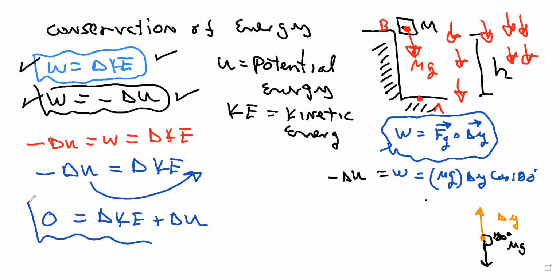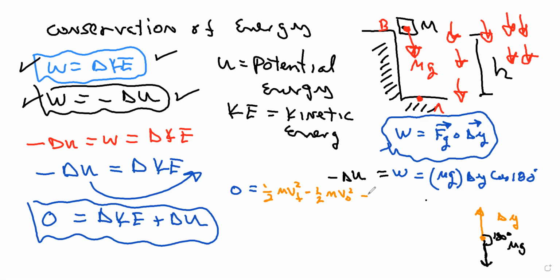And we have this nice equation for the conservation of energy. So we have that 0 is equal to 1/2 of the mass times final velocity squared minus 1/2 of the mass times initial velocity squared, plus this delta U, which is final potential energy minus initial potential energy.